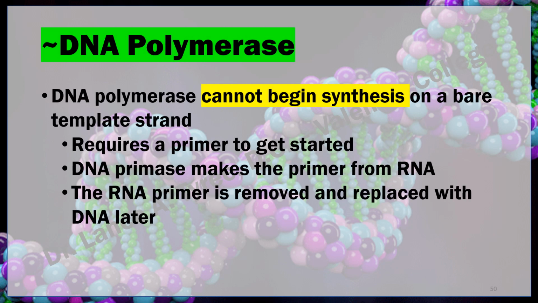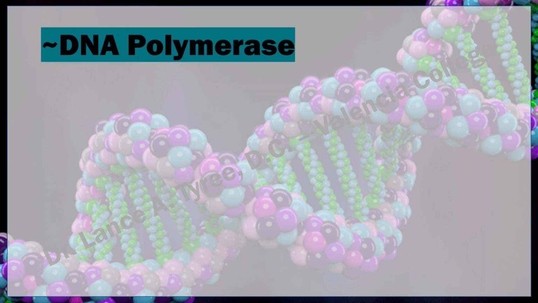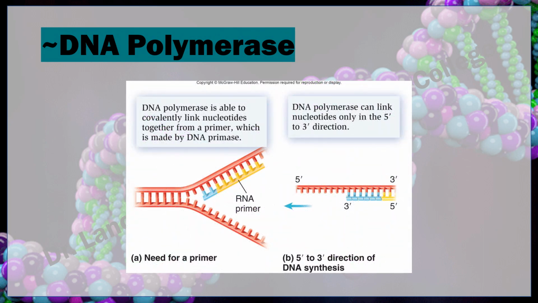The DNA polymerase cannot begin synthesis on a bare template strand. It requires a primer to get it started. So DNA primase makes the primer from RNA, and that RNA primer is removed and replaced with DNA later. DNA polymerase only works in one direction. Once again, we have it here in diagram form. When we show the video, it'll make much more sense.